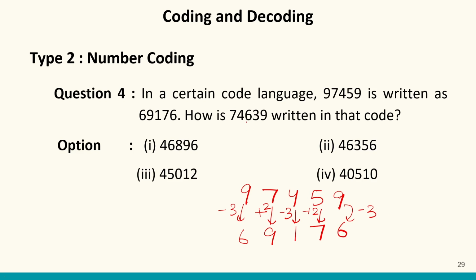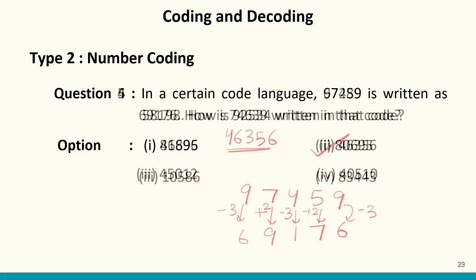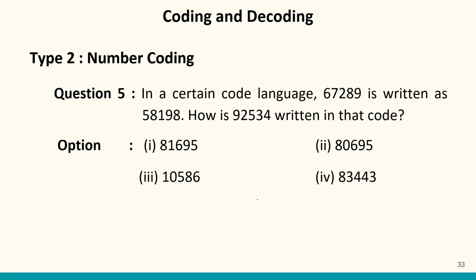So let's do the same thing for this number. If I go 3 places before, I'll get 4. Plus 2 will give me 6. Minus 3 will give me 3. Plus 2 will give me 5. And minus 3 will give me 6. So our answer will be 46356, which is option number 2. Now, this question. Again, similar logic. Let us find out what is the logic used.